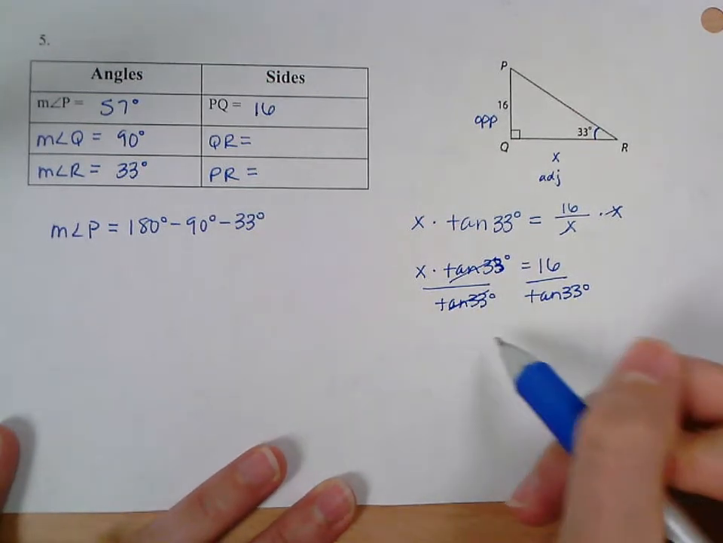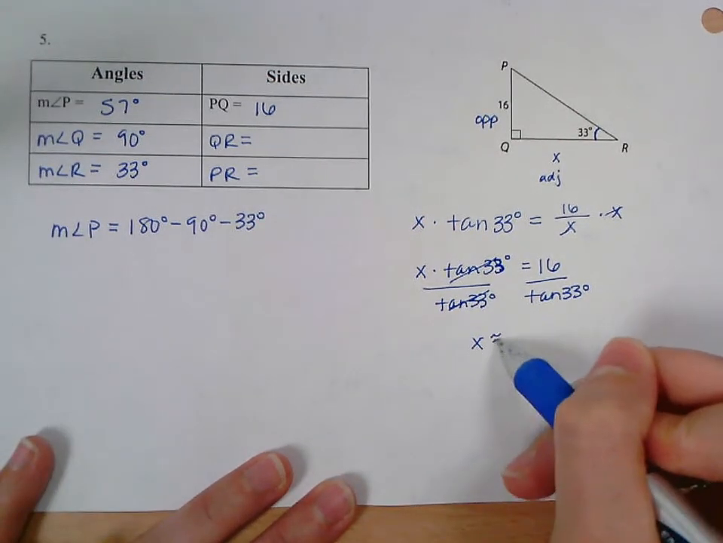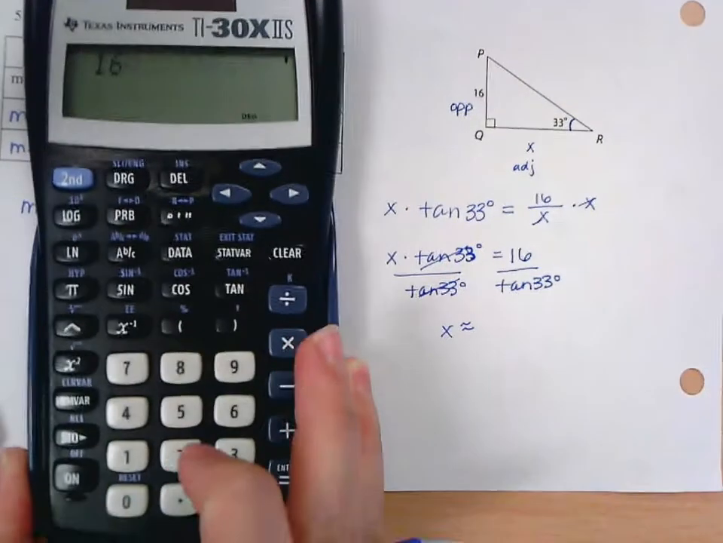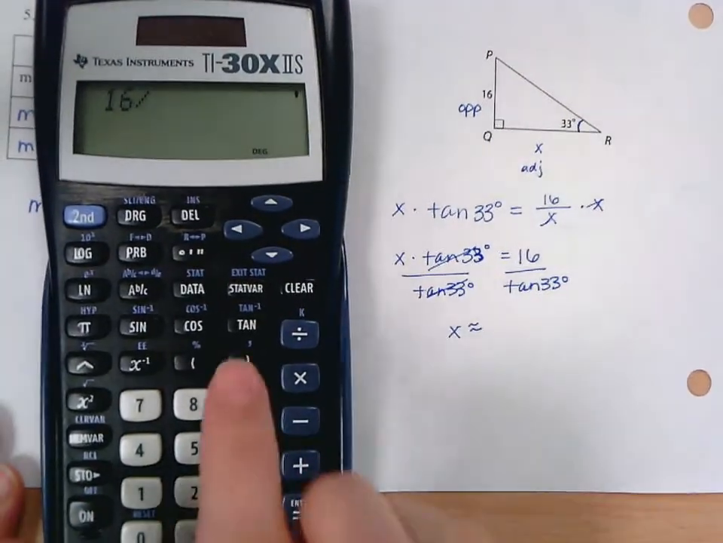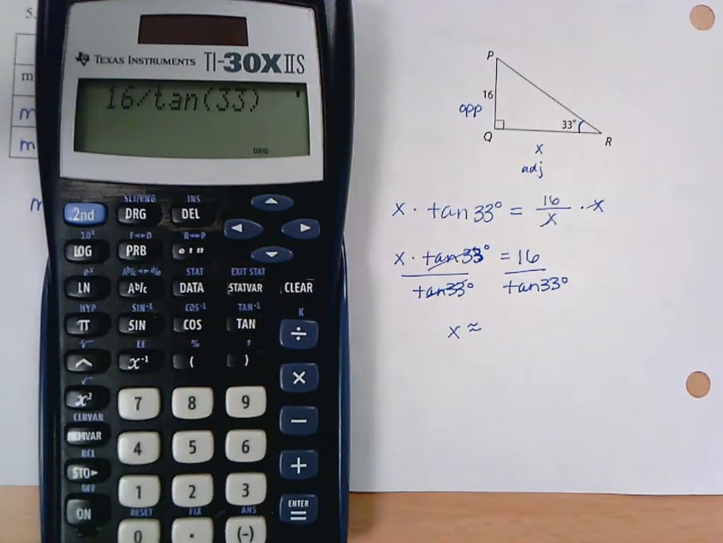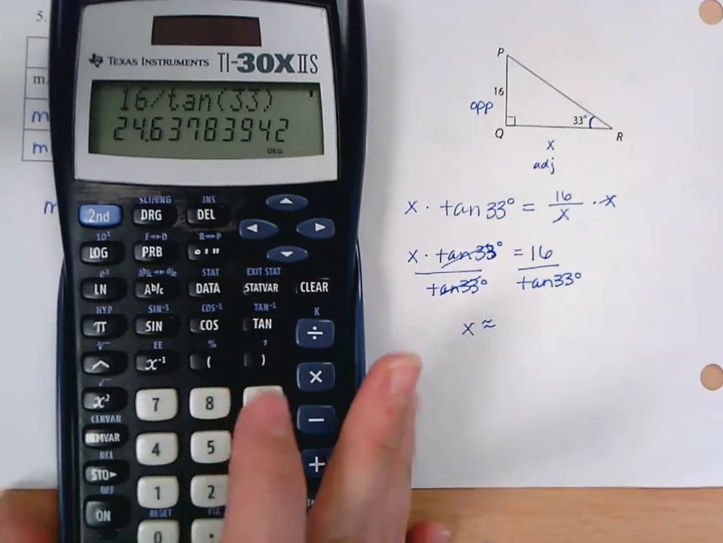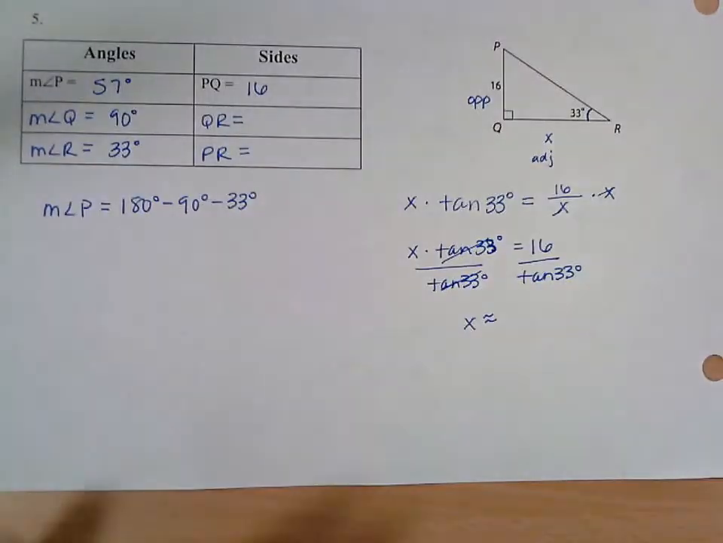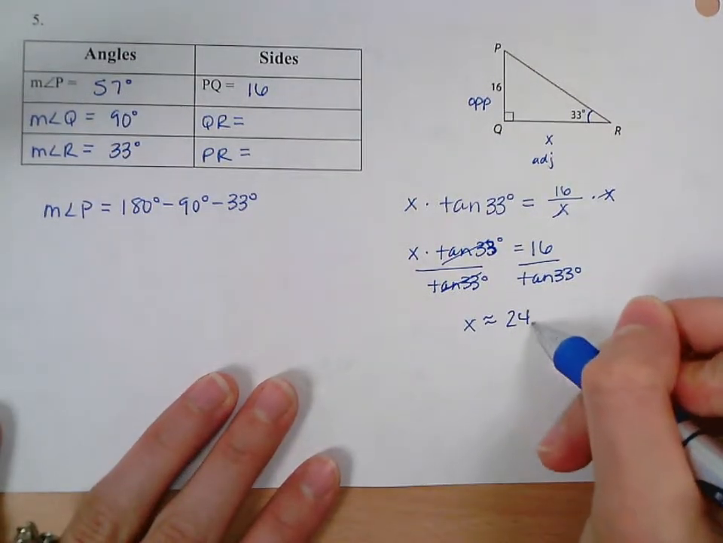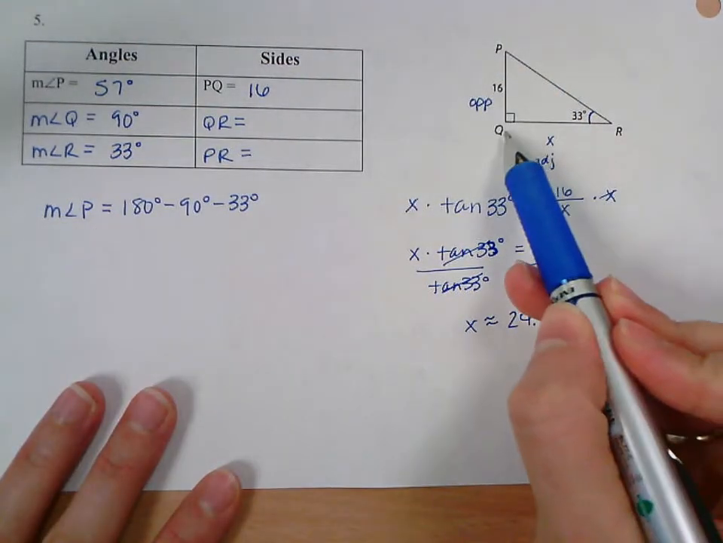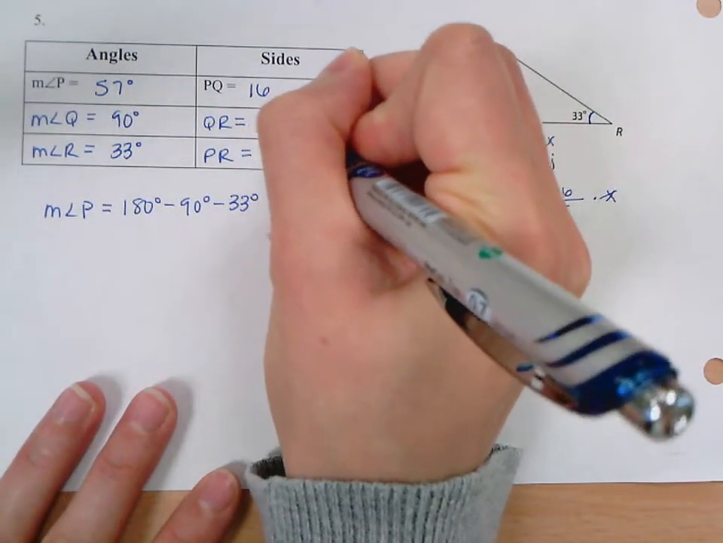So you're really typing into your calculator 16 divided by tangent, I don't hit second, I'm not finding an angle, tangent of 33, close the parentheses, enter. So that's approximately 24.6. And that's, I called it X, that was QR, 24.6.